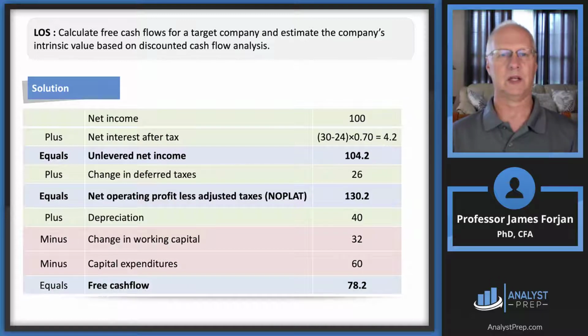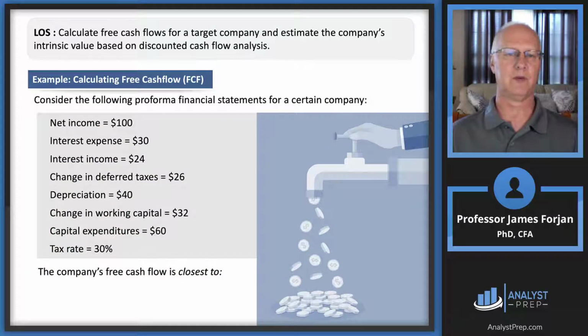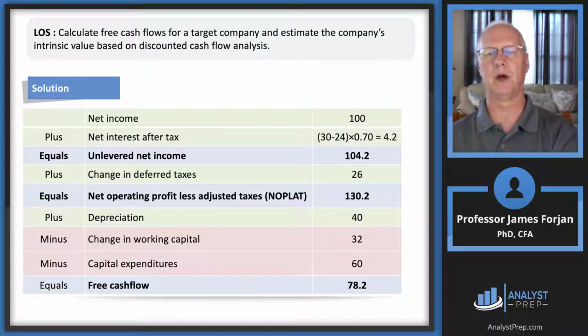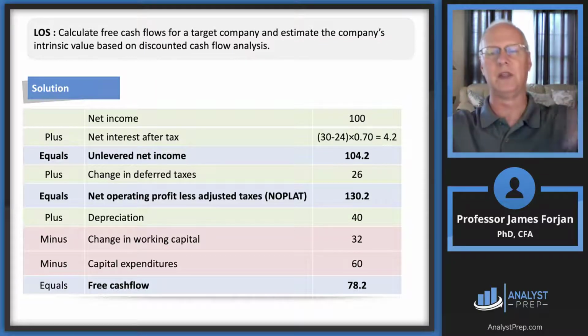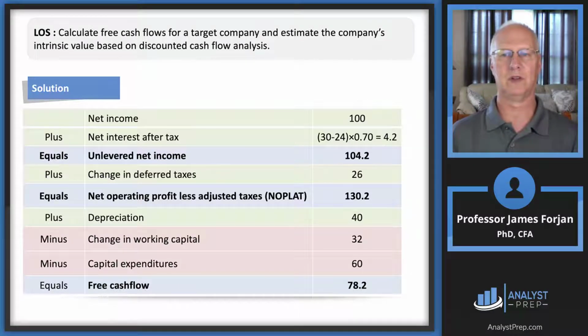So you'll start with net income. You'll add the tax implications of interest. So what were we told back here? We have interest expense of 30. We have interest income of 24. So you got to take the difference of those two, right? So there's a 30 minus 24, and then multiply that by 1 minus the tax rate, and that gets us to 4.2. So we have this unlevered net income, which we take the net income and then we remove the impact of the deductibility of interest, right? So that gets us to the 104.2, and then our change in deferred taxes.